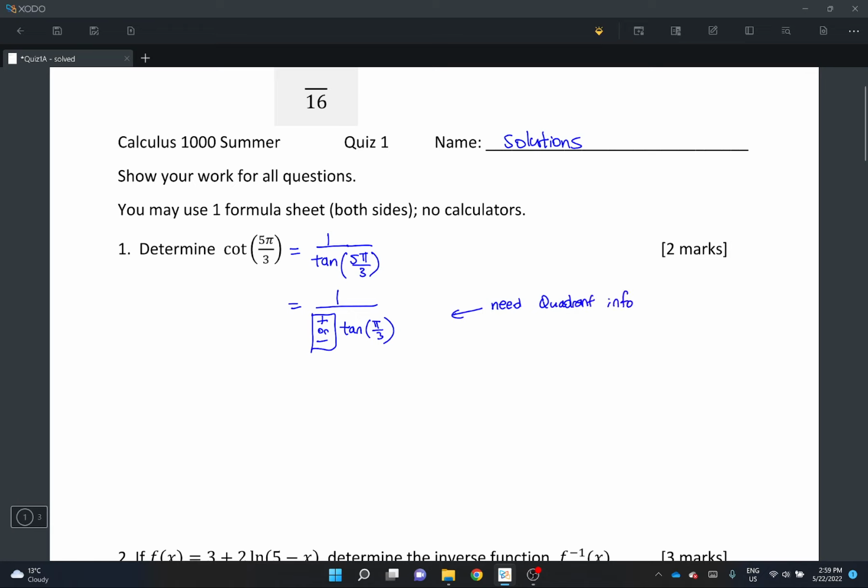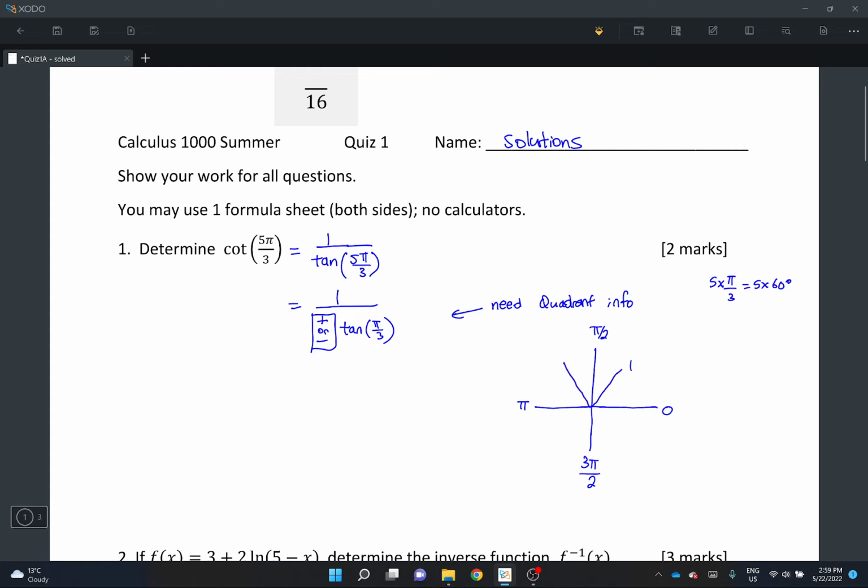So I'm going to draw a circle diagram. 0, pi over 2, pi, and 3 pi over 2. Okay, and I'm going to draw the angles. So 5 times pi over 3 is 5 times 60 degrees. So here's my first increment of 60. Second increment of 60, 120.